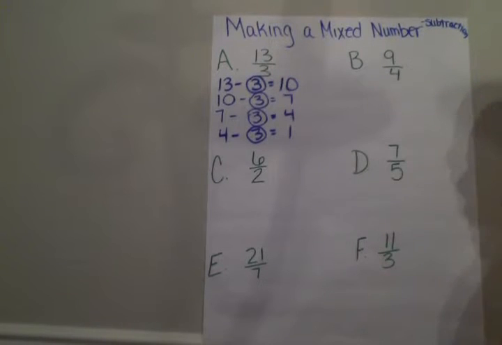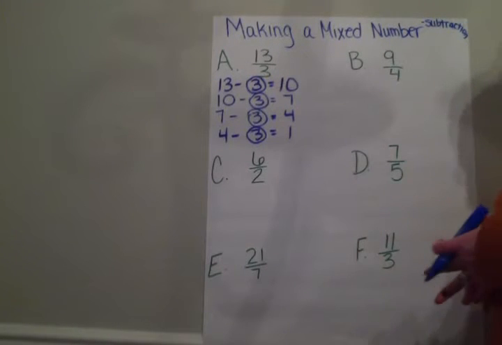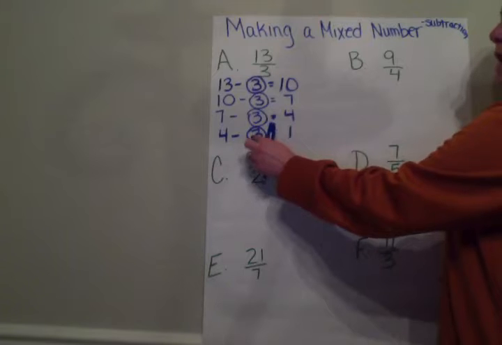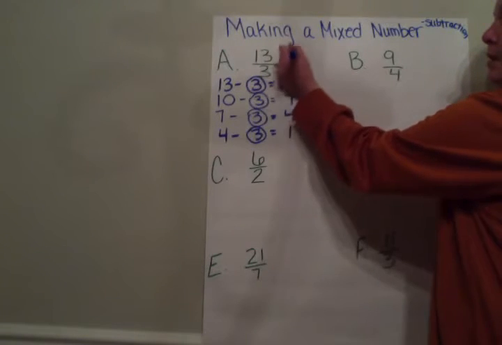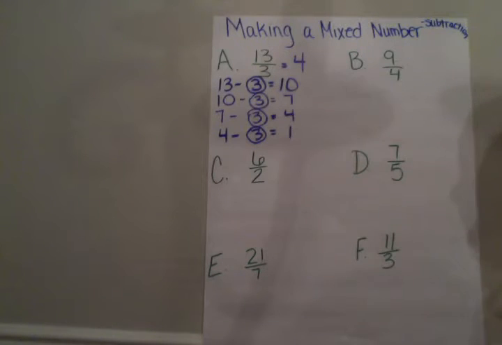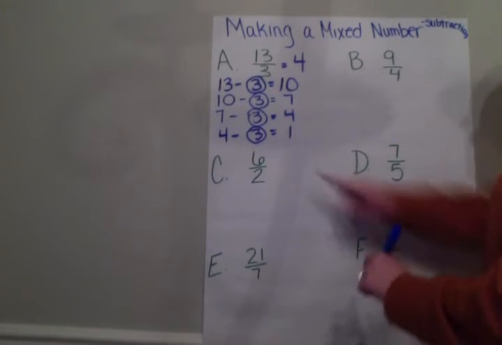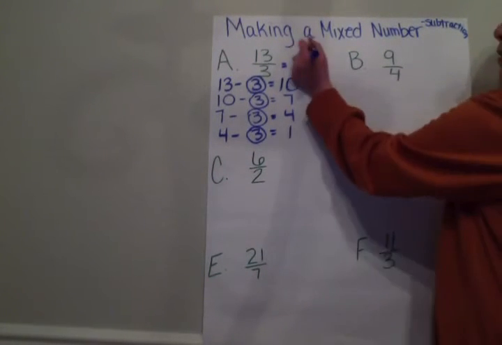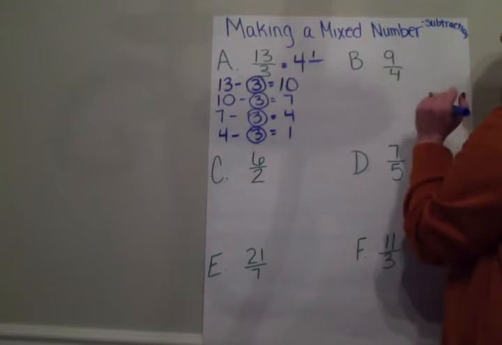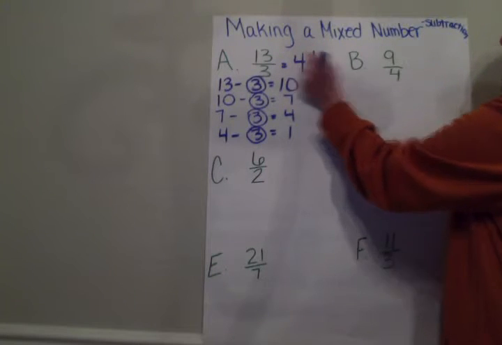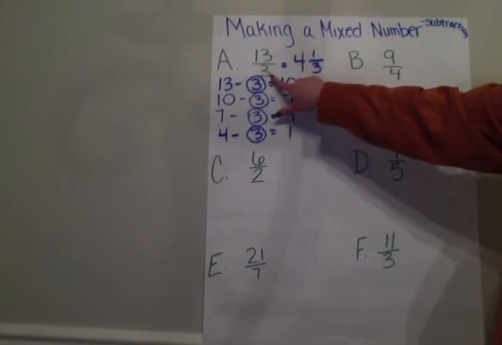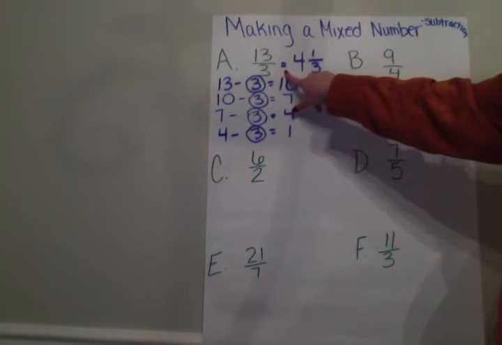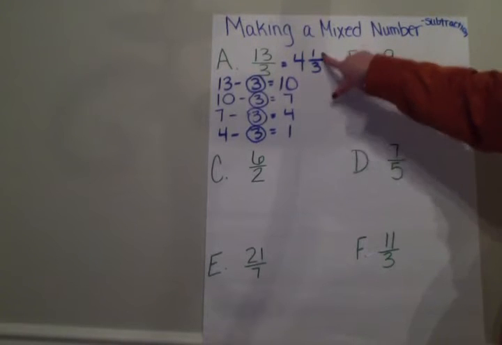So what I'm going to look for is how many whole groups of 3 did I take out? So I have 1, 2, 3, 4. I have 4 whole groups of 3. I have 1 piece left over, and my denominator isn't going to change. So I know that 13/3 is equal to 4 1/3.